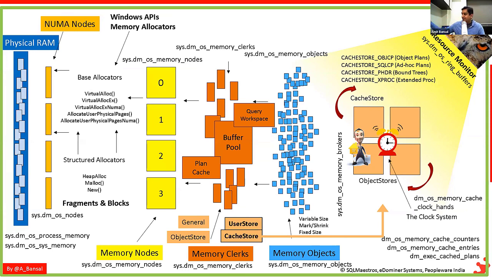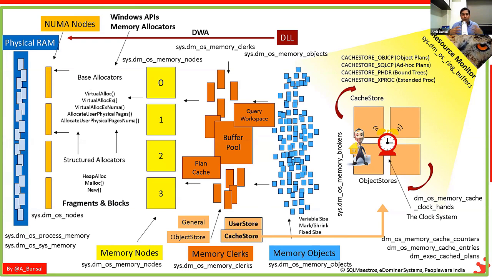And then there is the resource monitor on the top right corner, which is keeping a bird's eye view on what's really happening and sends memory notifications to Windows. You can track whether SQL Server is low on physical memory, so on and so forth. And you can get some information in this DMV, sys.dm_os_ring_buffers. So that helps a bit.